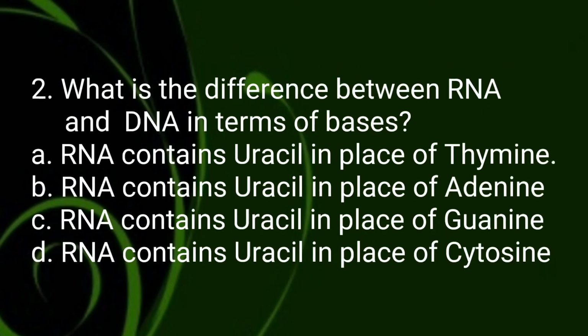2. What is the difference between DNA and RNA in terms of bases? A. RNA contains uracil in place of thymine. B. RNA contains uracil in place of adenine. C. RNA contains uracil in place of guanine. And letter D. RNA contains uracil in place of cytosine.